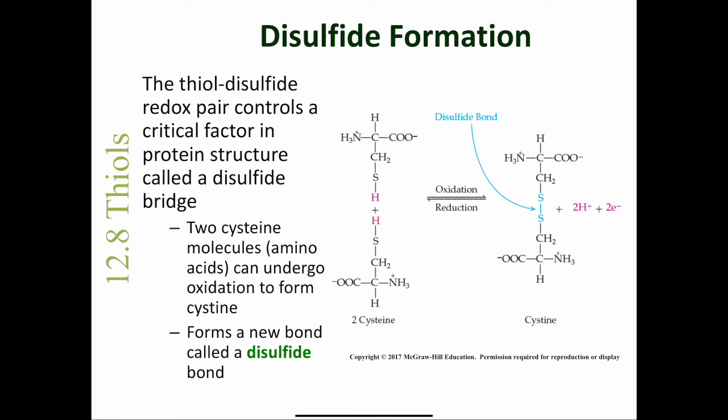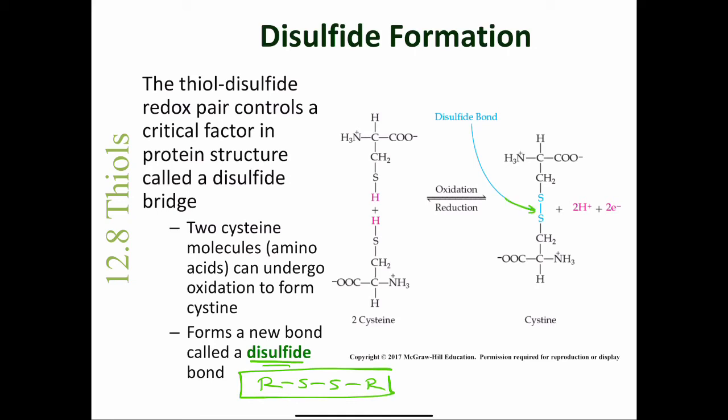The amino acid cysteine is a thiol that plays an important role in the structure and shape of many proteins. Two cysteine molecules can undergo oxidation to form cystine. The new bond formed is called a disulfide. And so here's a new functional group for you. The disulfide is alkyl, then we have two sulfurs followed by another alkyl group, the disulfide bond.